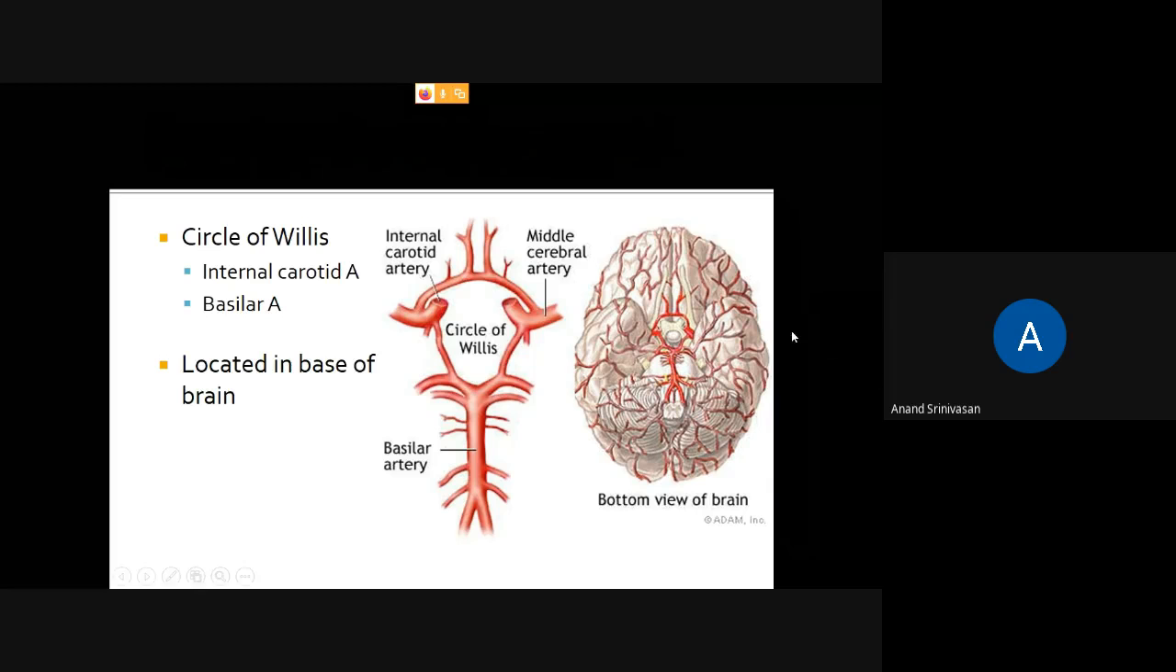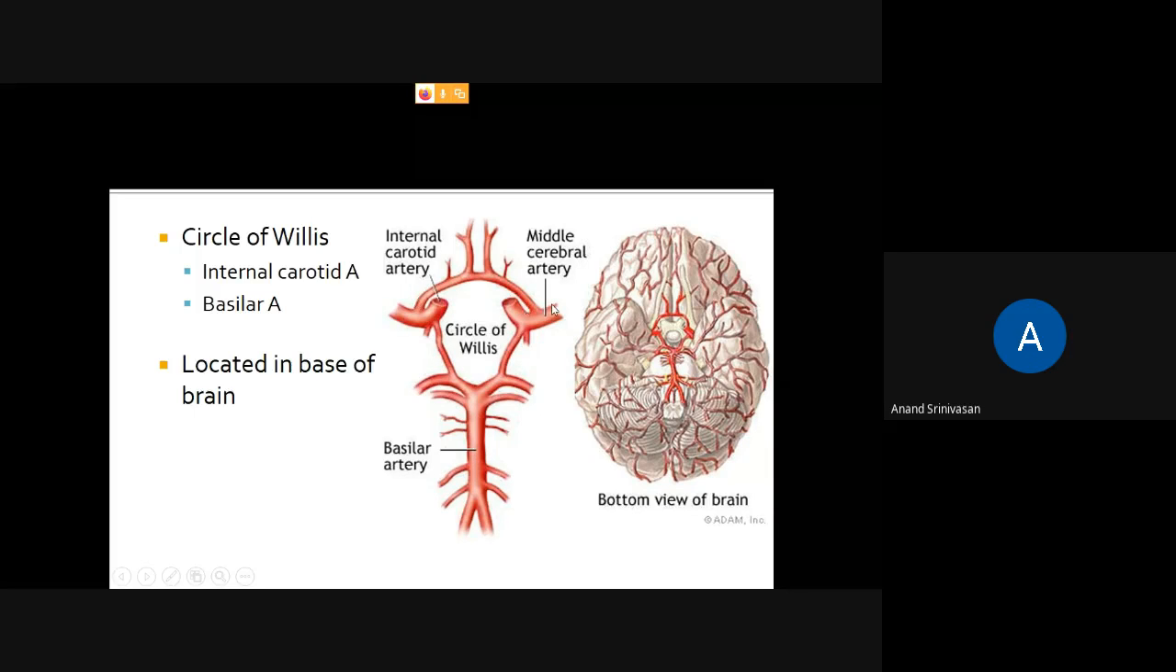What is the circle of Willis? These are two or three arteries which come together near the base of the brain. They form a circle. This is called anastomosis, and it takes place between the internal carotid artery and the basilar artery.